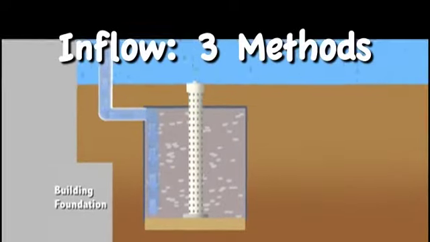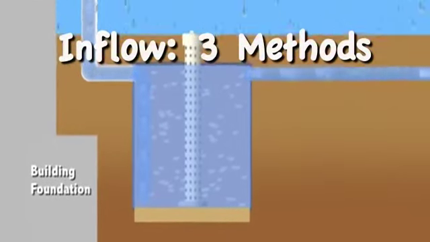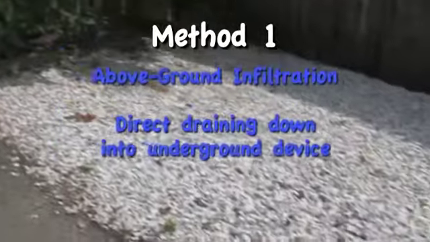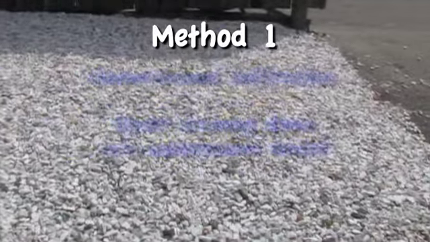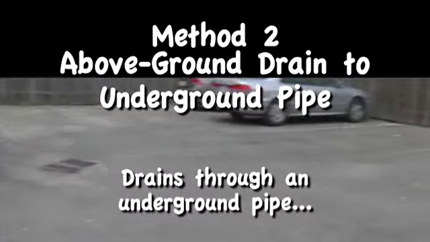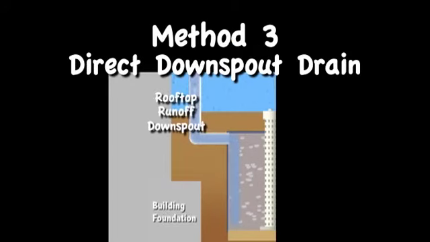Many different types of delivery systems may be used to deliver stormwater to infiltration devices. Some examples include above-ground infiltration, or directly draining stormwater into the underground device through a stone surface. Stormwater may flow from catch basins and drains and be delivered via an underground pipe. Or stormwater may drain directly from rooftop downspouts into an infiltration best management practice, or BMP.